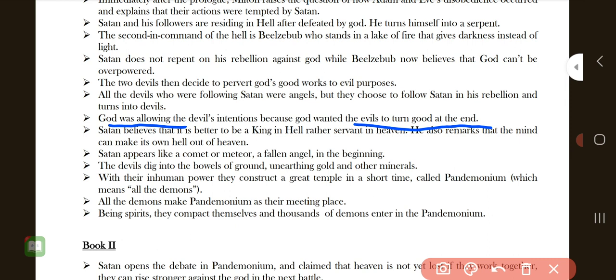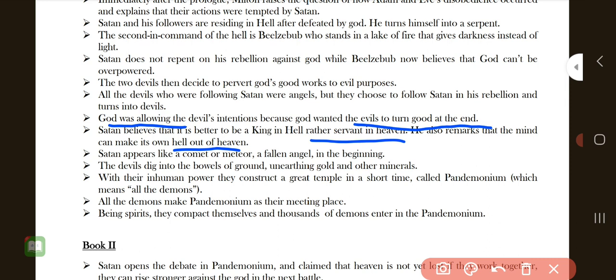But Satan believes that it is better to be a king in hell rather than a servant in heaven. So he also remarks that the mind can make its own hell out of heaven. Mind is a place where we think. If we think that we are living in heaven, that will turn into heaven. If the mind thinks we are living in hell, that will definitely turn into hell. So that is Satan's statement.